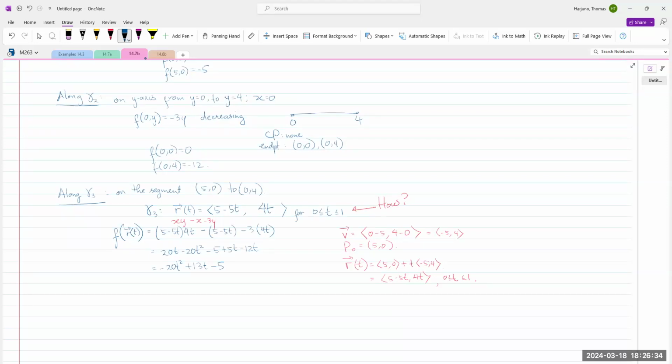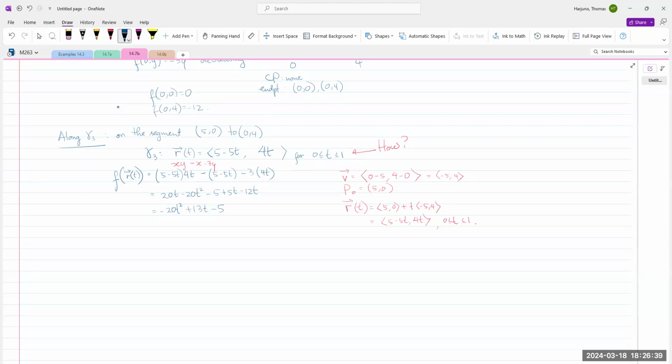Now notice that this is an upside down parabola, right? Now we take the first derivative with respect to t. That will give me negative 40t plus 13. When I set that equal to 0, I get t equals 13 over 40. When t equals 13 over 40, what is r(t)? r(t) will be (5 minus 5 times 13 over 40, 4 times 13 over 40). I know it's ugly. Bear with me. That is 5 minus 13 over 8, and this is 13 over 10. 40 minus 13 is 27, so that's (27 over 8, 13 over 10).